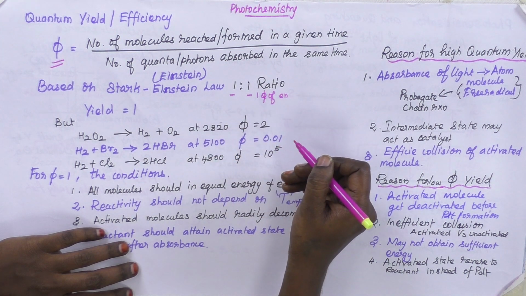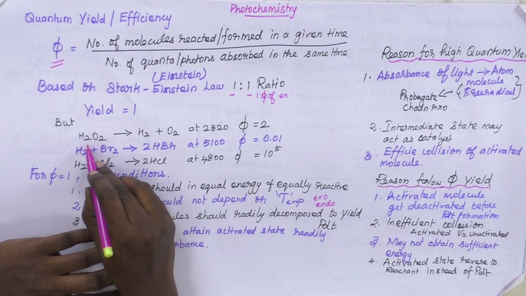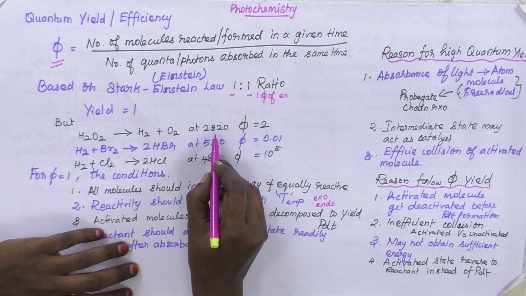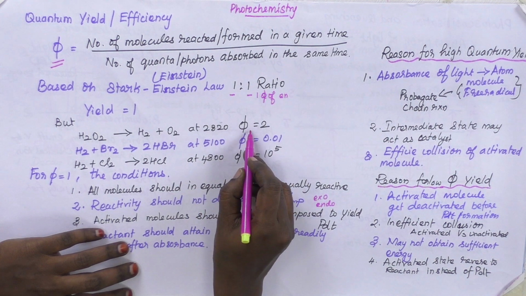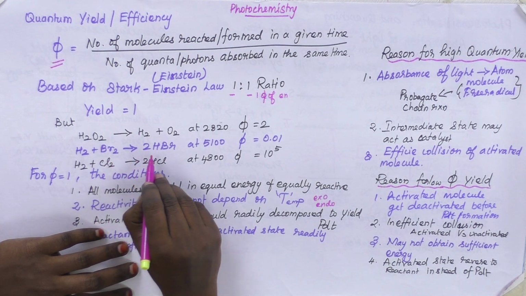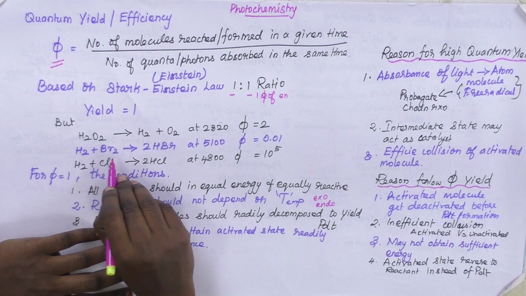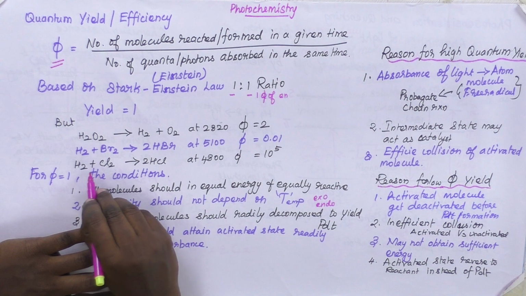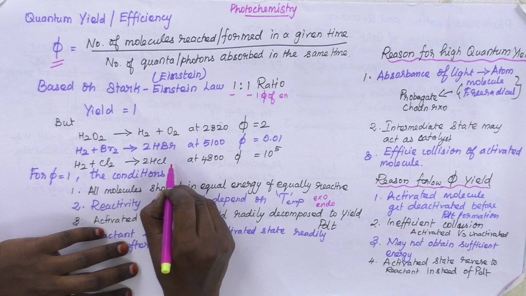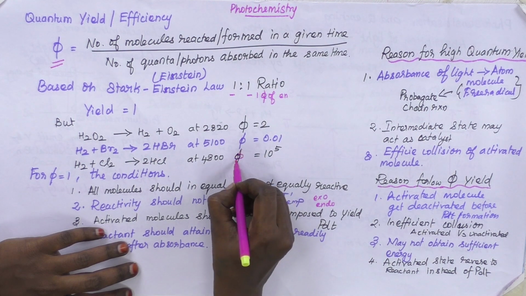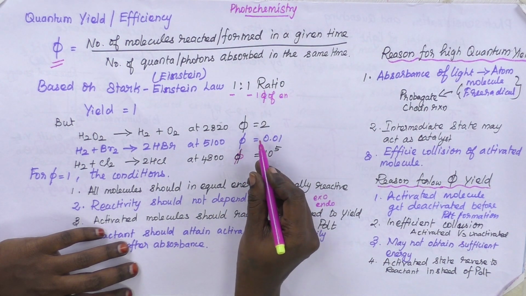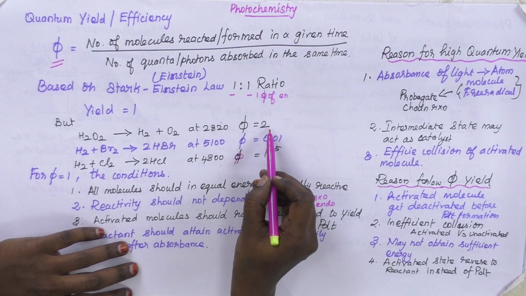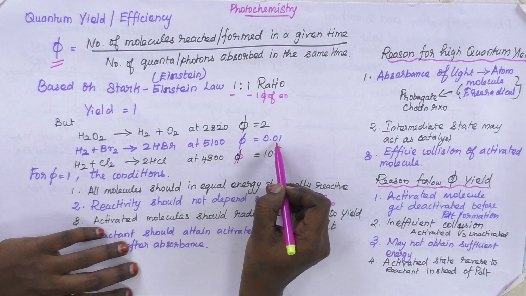For example, hydrogen peroxide decomposes and forms the products hydrogen and oxygen. We pass this energy, and the quantum yield of the reaction is 2. Now, one more example, the formation of hydrogen bromide by the reaction of hydrogen and bromine, we find that the quantum yield is 0.01. And in one more case, hydrogen and chlorine react together and form 2HCl, hydrogen chloride. Here the quantum yield is 10^5. We observe that the quantum yield is not exactly 1. It varies from a very minimum value to a maximum value, even fractional values.